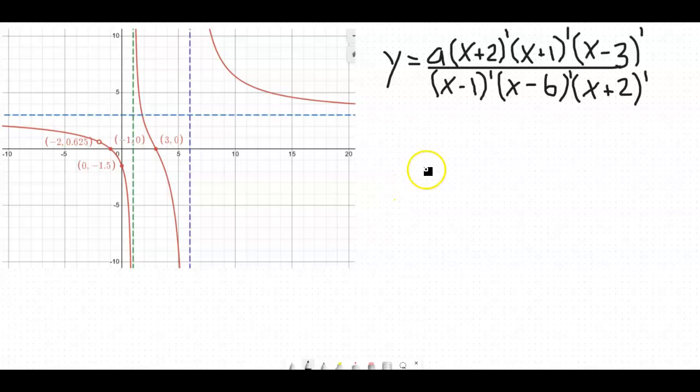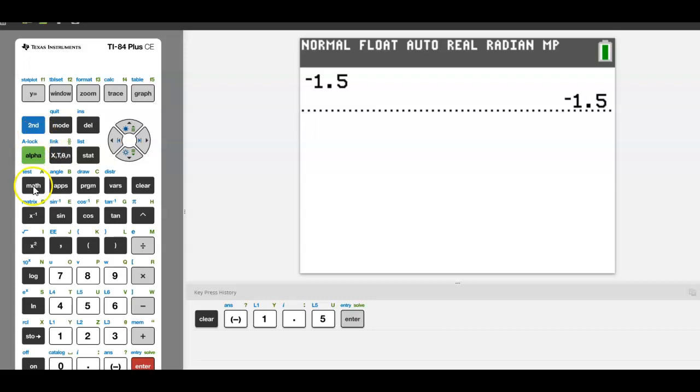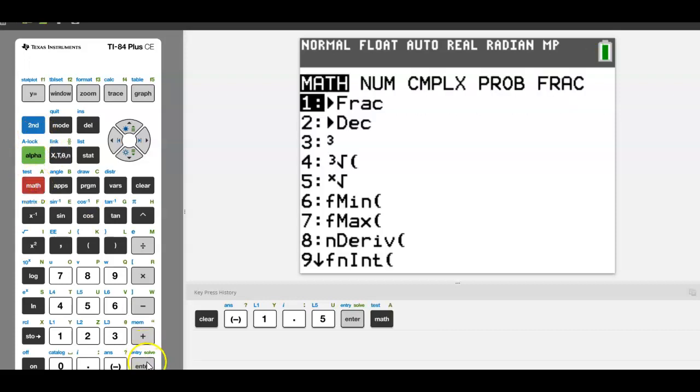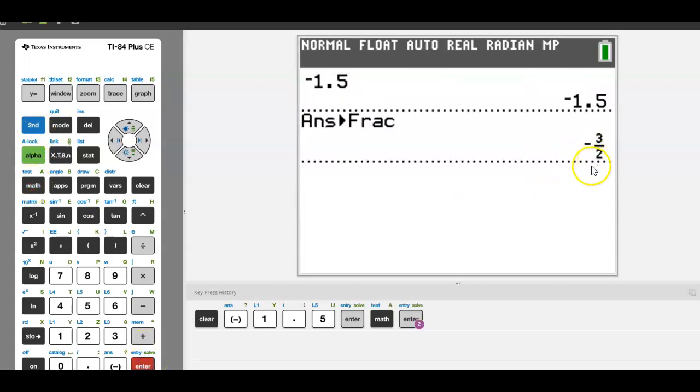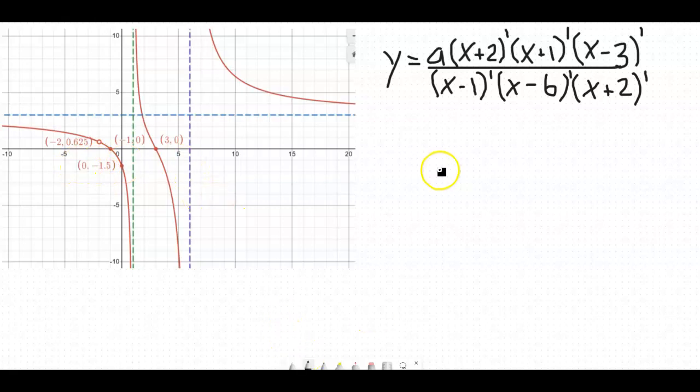That's -1.5 or -3/2. Let's say I didn't know that was -3/2. I can just go to my calculator and do -1.5, hit enter, and then hit math, and then enter for fraction, and it'll convert that to -3/2. So what I can do is put a 0 in for x, because notice at the y-intercept, the x value is equal to 0. So I'm going to put a 0 in there.